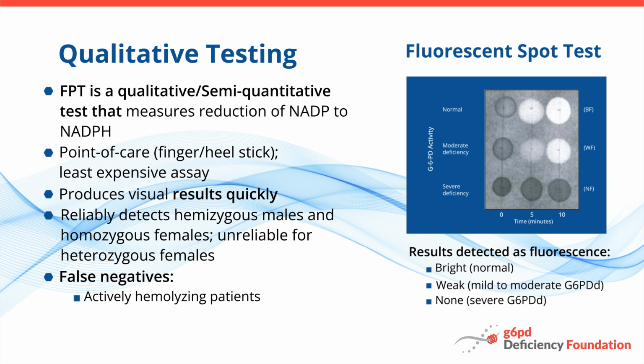Problematic with this test is the detection of heterozygous females, as it does not accurately detect female infants who are heterozygous for the deficiency. Qualitative tests do not give a numerical value and are known to cause erroneous conclusions. Also, a false negative may result if the neonate is actively hemolyzing.